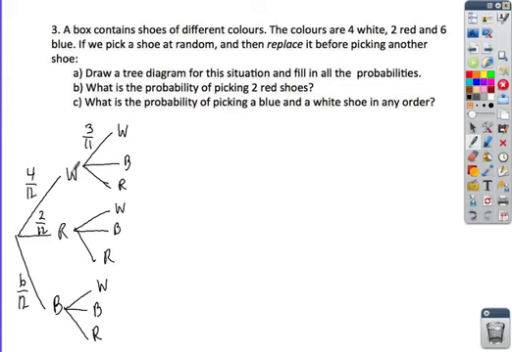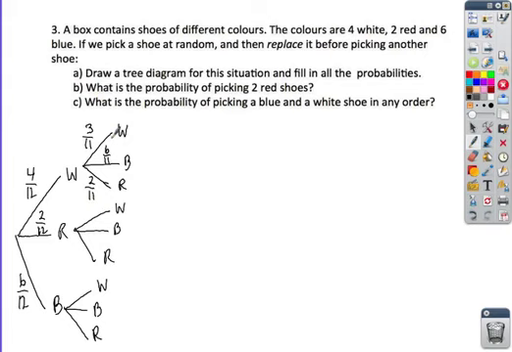If you chose white the first time, both reds and all 6 blues are still in the bag, so that probability would be 6/11. Both reds are still in the bag, and that probability would be 2/11. Again, notice how the probabilities add up to 1.